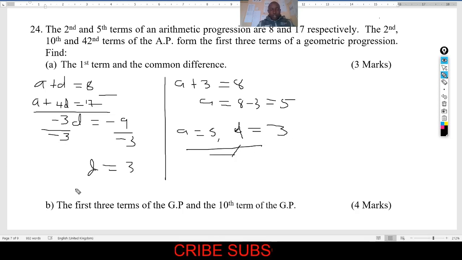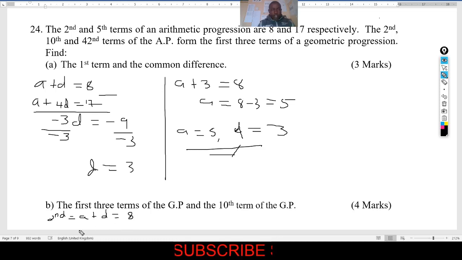Then from there, you are told that the second, the 10th, and 42nd terms of the AP. Remember the second term is A plus D, which is equal to, A is 5 and D is 3, so this gives 8.